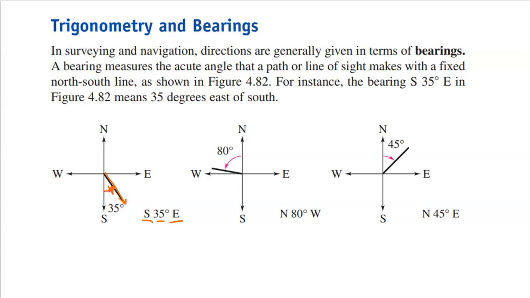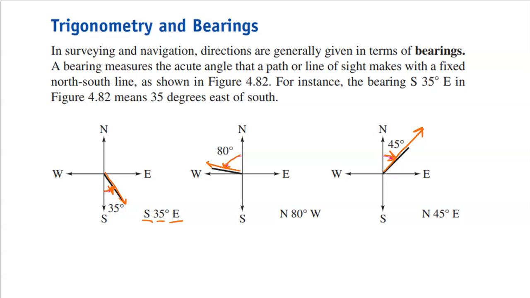Northwest, 80 degrees. Obviously, northwest is this direction. Hopefully you guys get that. But again, the 80 degrees is the bearing measured from north. We never measure from west or east. Here's another one. This is northeast, 45 degrees. Everybody knows where northeast is. There's northeast, and the 45 degrees is measured from the north.